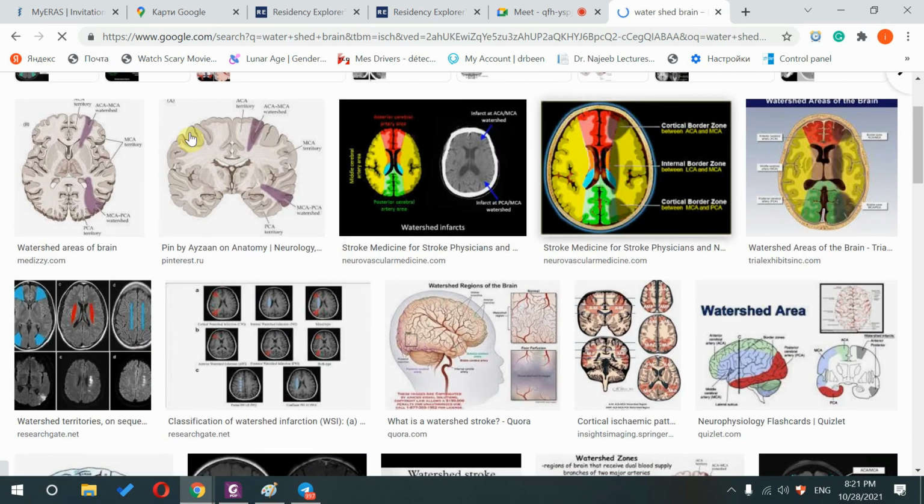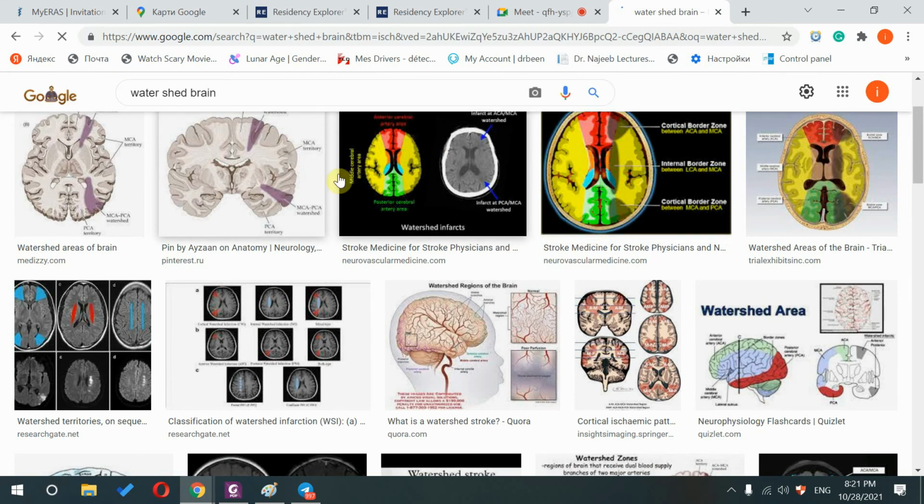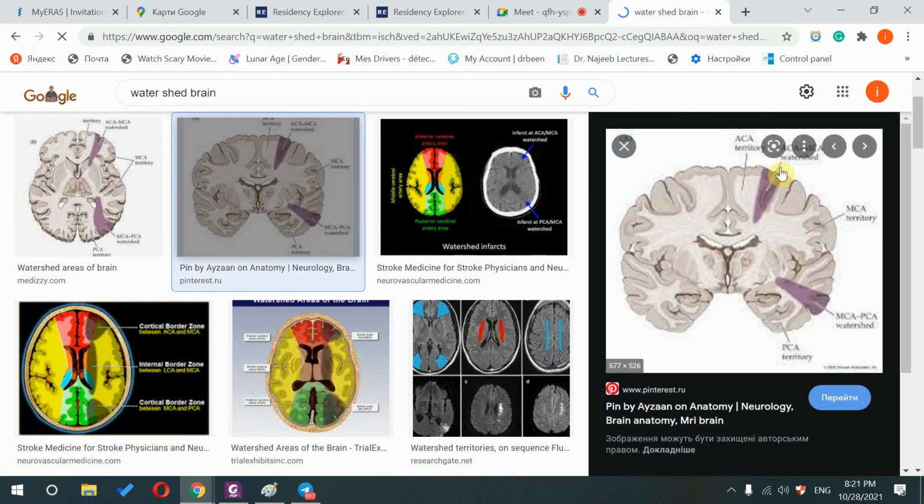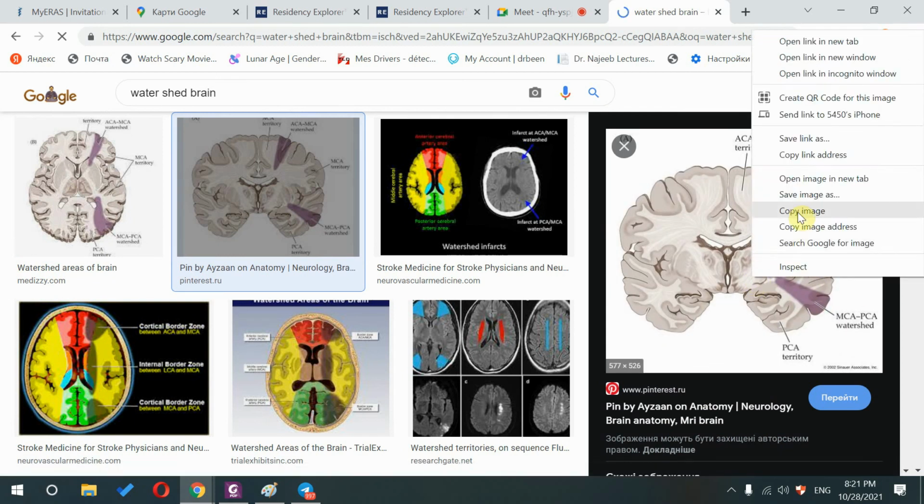Okay, so you can see here, it's the area that is between the ACA and the MCA, and between the MCA and the PCA. Let me send you this picture, guys.